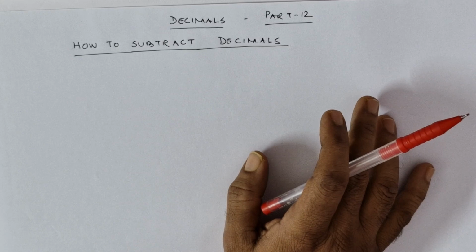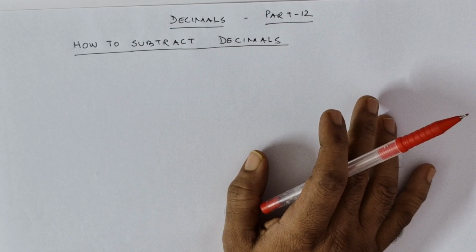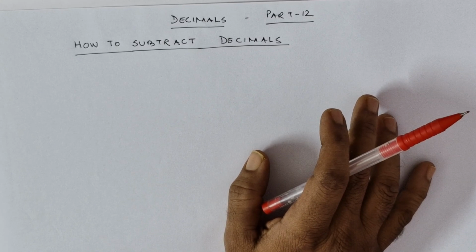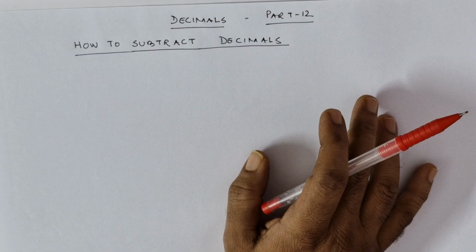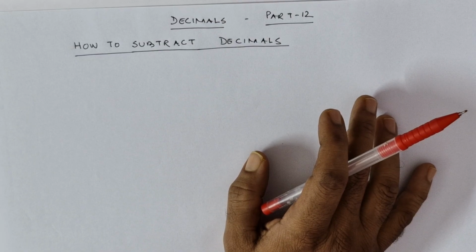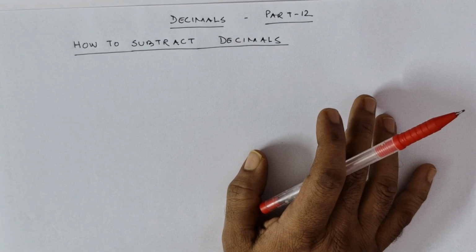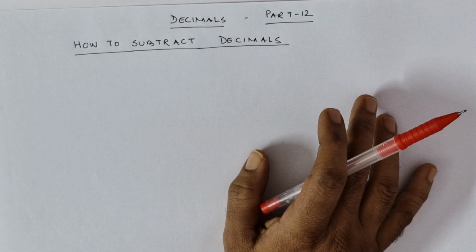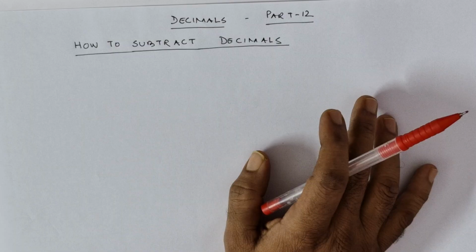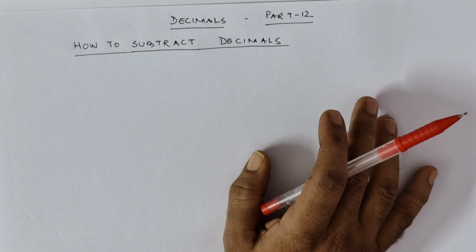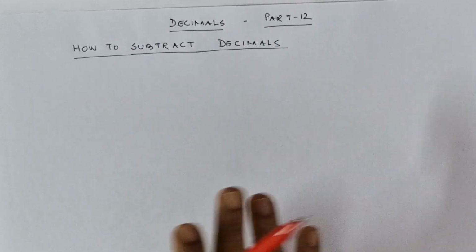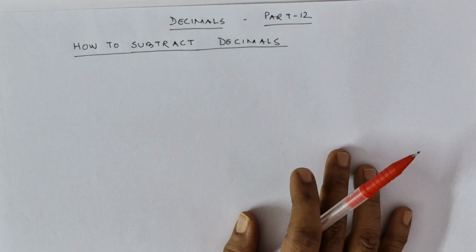So in the last video, we learned how to add decimals, students. Today we'll learn how to subtract decimals. It is just as easy as addition. So students, always remember the golden rule that I taught you: align the decimal points and the rest will be easy. Now follow the same steps that you followed in addition.